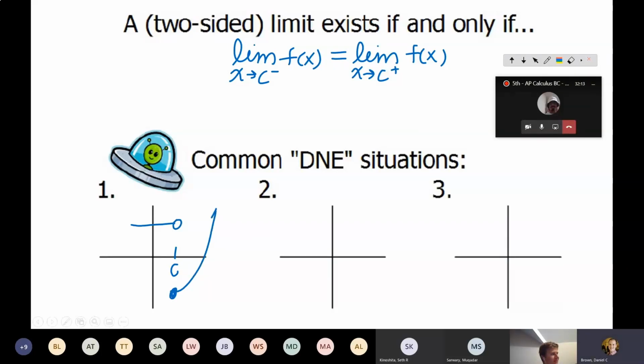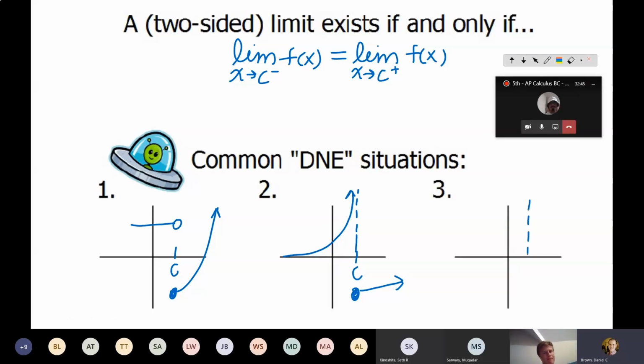Open or closed circles don't matter. But that would be a clear, obvious situation where the left-hand side does not equal the right-hand side. You could also have an example where maybe one side approached a vertical asymptote and the other side was another function, whether open or closed. That's another clear example where the left-hand side does not equal the right-hand side.